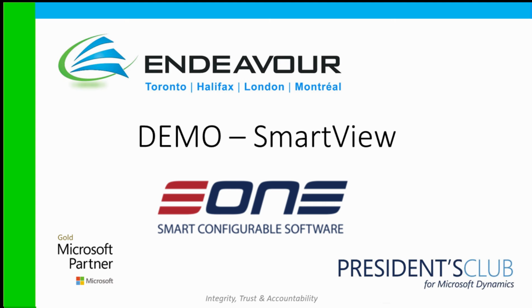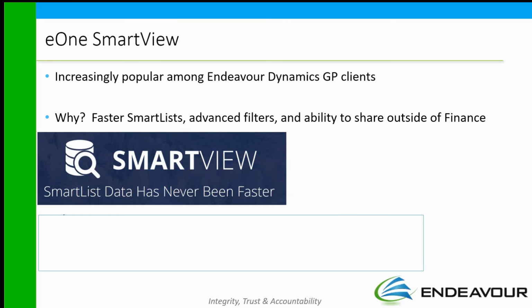Great. Thanks, Naomi. So next on the list is eOne SmartView. The advanced filters have been really popular, and a cool function that we're finding some clients have really taken hold of is the ability to use SmartView to expose your smart lists to non-GP users. Much along the ways that clients are trying to use Power BI to empower decisions outside of the Office of Finance, you can use SmartView to allow just about anyone in your organization to gain access to the data that you would find in your smart lists.